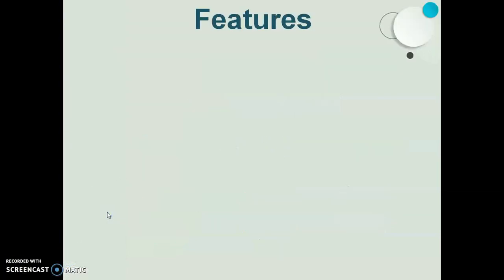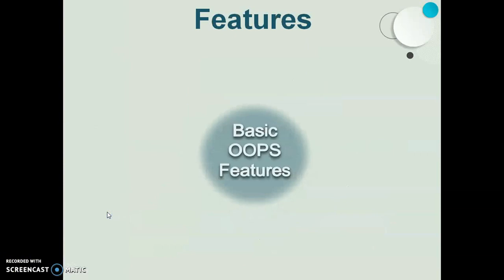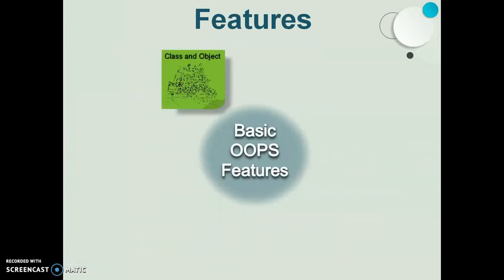So what are the basic OOPS features? First feature is class and object. This is the very basic feature of OOPS which describes the process of object creation. Class is actually a plan of how our object should look. An object is constructed based on this plan. Just like how a house is built based on its blueprint, an object is also constructed based on the framework given by the class.